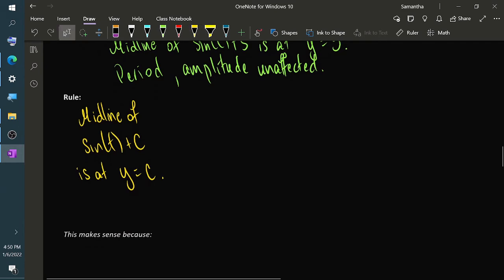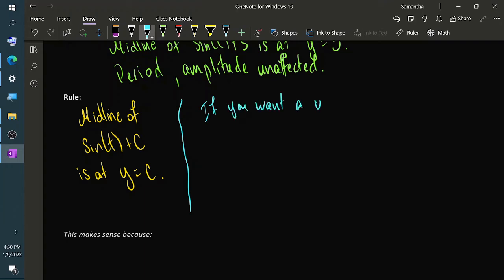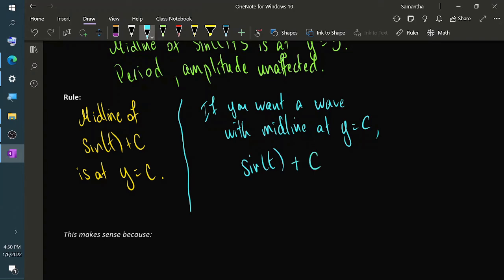Or, as is sometimes more useful, the rephrase of this rule would be, if you want a wave with a midline at y equals c, all you have to do is take your original sine function and add a c to it.